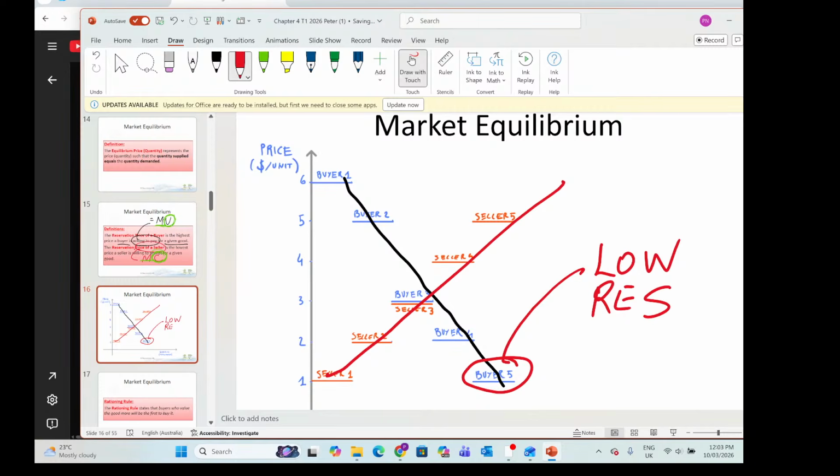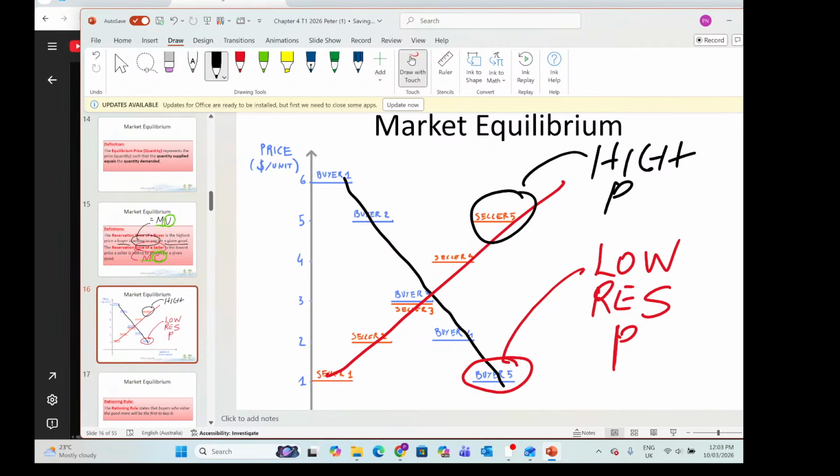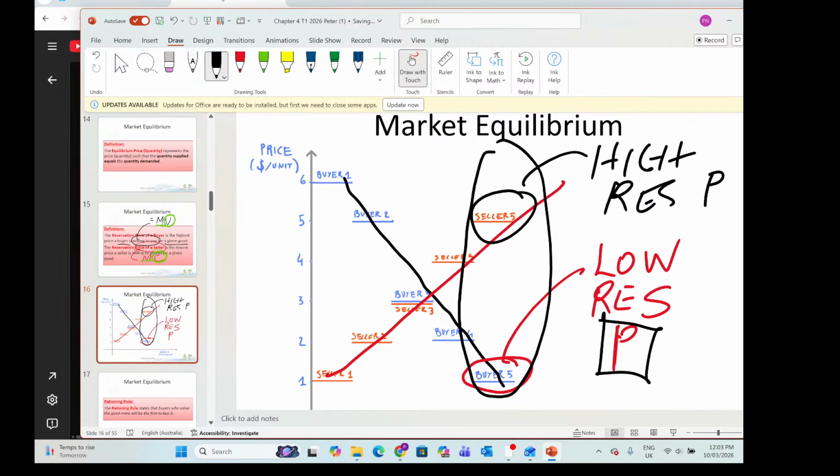Turn it back on. Okay, low reservation price. And then over here, our sellers, right? This seller up here, they have a high reservation price. So if I think about buyer 5 and seller 5, buyer 5 will only buy the product if the price is low, and seller 5 will only sell the product if the price is high. That's the way that we think about these buyers and sellers in the market.